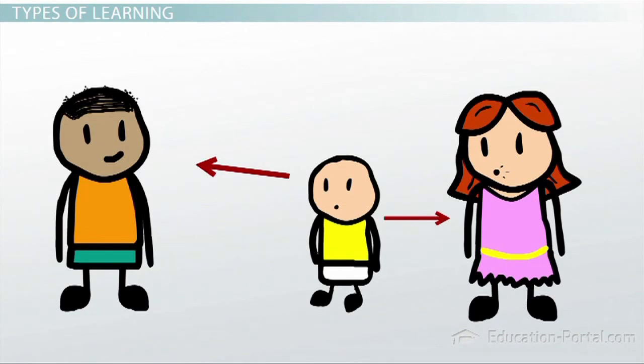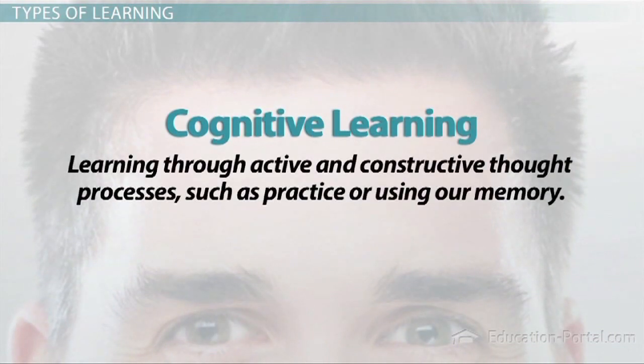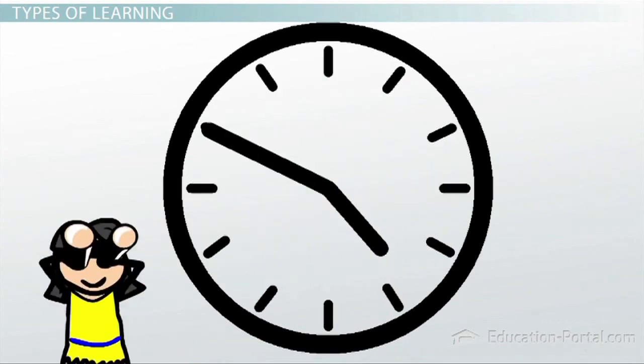Another type of learning identified by educational psychology is cognitive learning, which is learning through active and constructive thought processes, such as practice or using our memory. One example might be that you were taught how to tell time by looking at a clock.